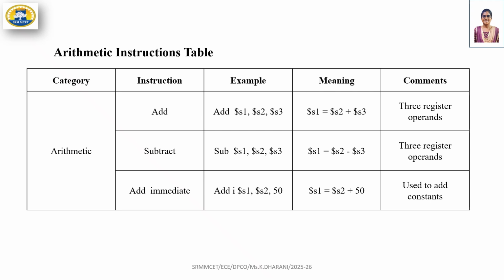Then we move on to subtraction. Here, with the same S1, S2 and S3, it acts as S1 is equal to S2 minus S3. Then we have the add immediate method. Add immediate is shortened to addi. Here we have S1, S2 and 50, so that is converted into S1 is equal to S2 plus 50. These are the core operations done directly in CPU registers.